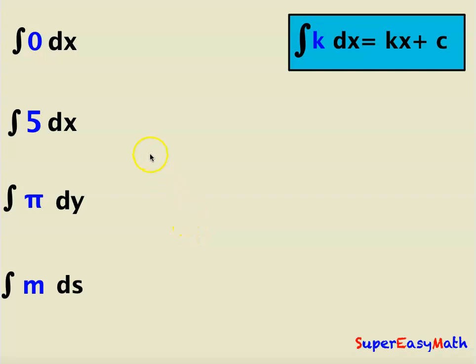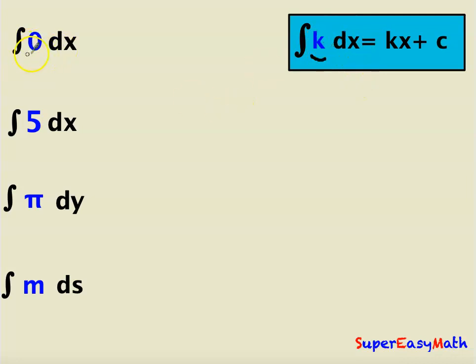In this video, we will talk about basic antiderivative rules, so let's start. The first one is integral of k dx equals kx plus c, where k is a constant and x is a variable, so just put x to the constant.